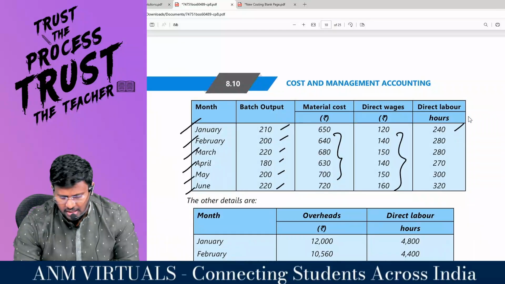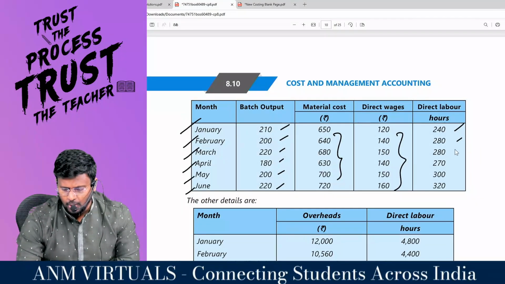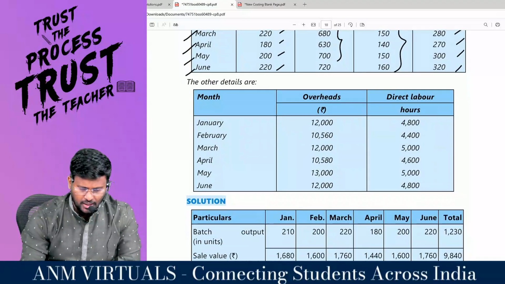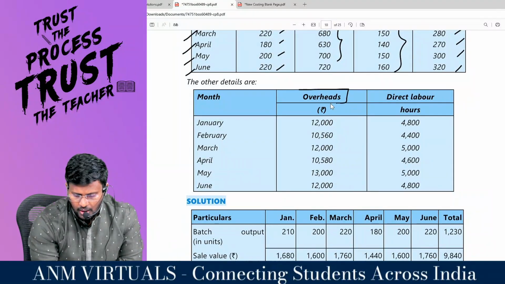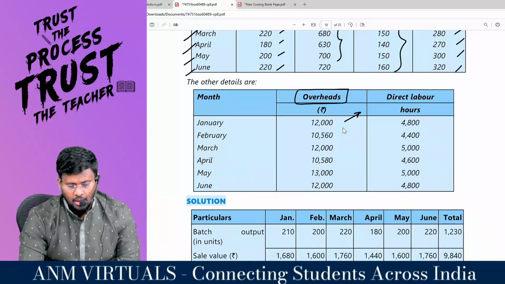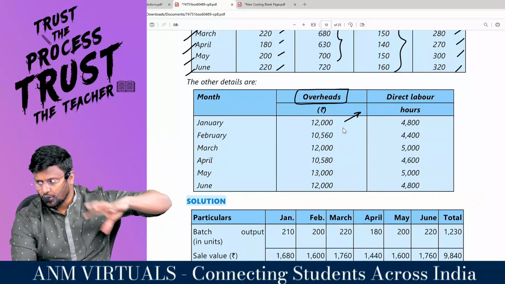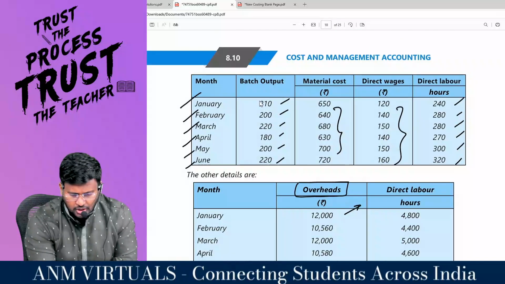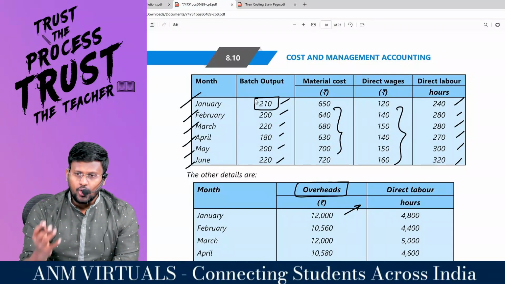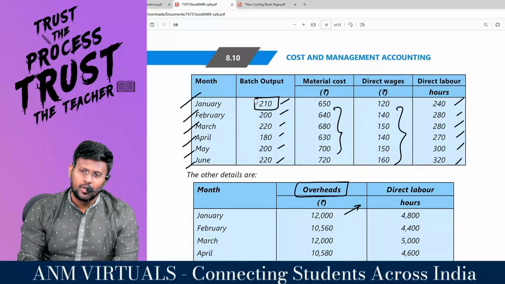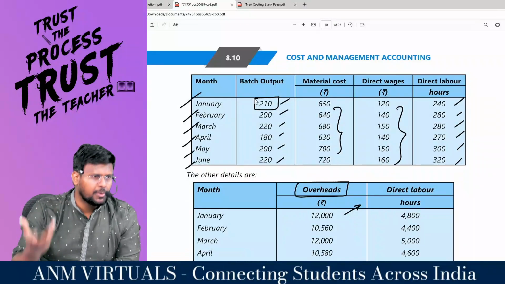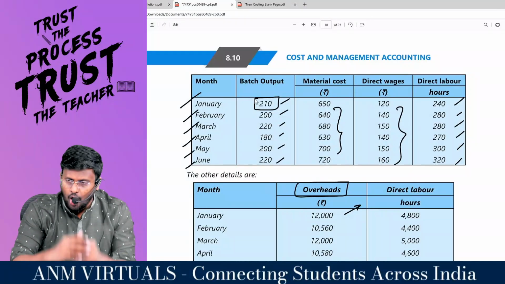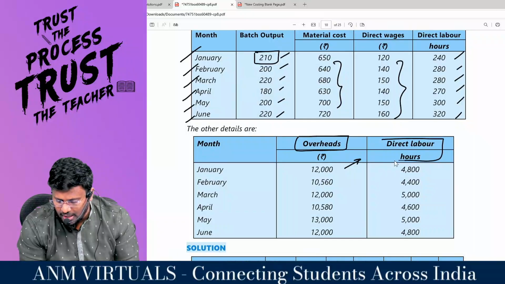This is the direct labor hours. First month 240 hours, second month 280 hours, third month 280 hours, fourth month 270 hours, fifth month 300 hours and 320 hours. The other details are the total overhead. In January, 12,000 rupees is the total overhead for the factory as a whole. But for this particular product you have manufactured 210 units. In the factory, not only this product would have been manufactured, there are many other products also. So you have to absorb the overhead to all the products based upon the direct labor hour.